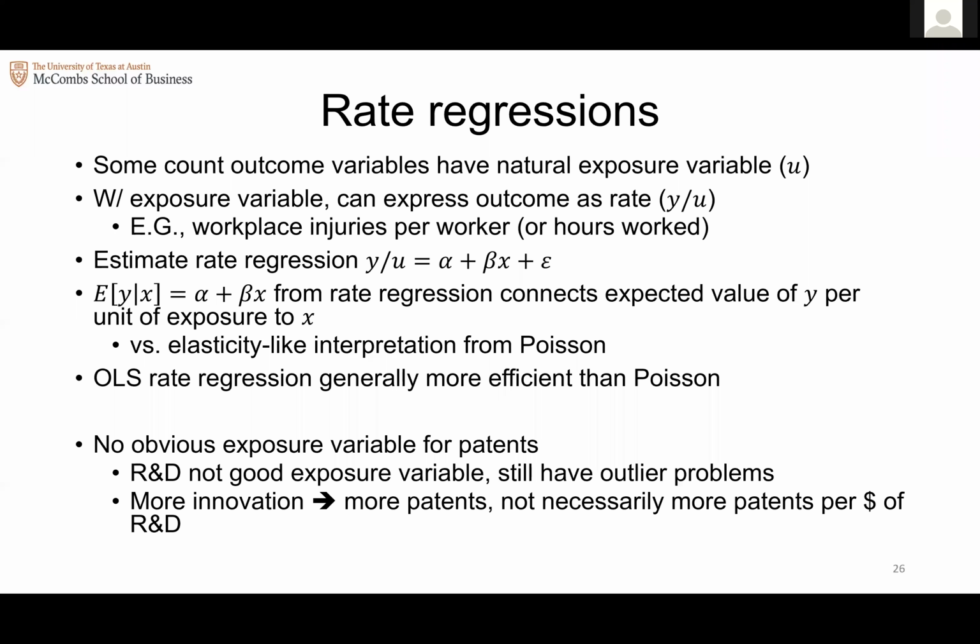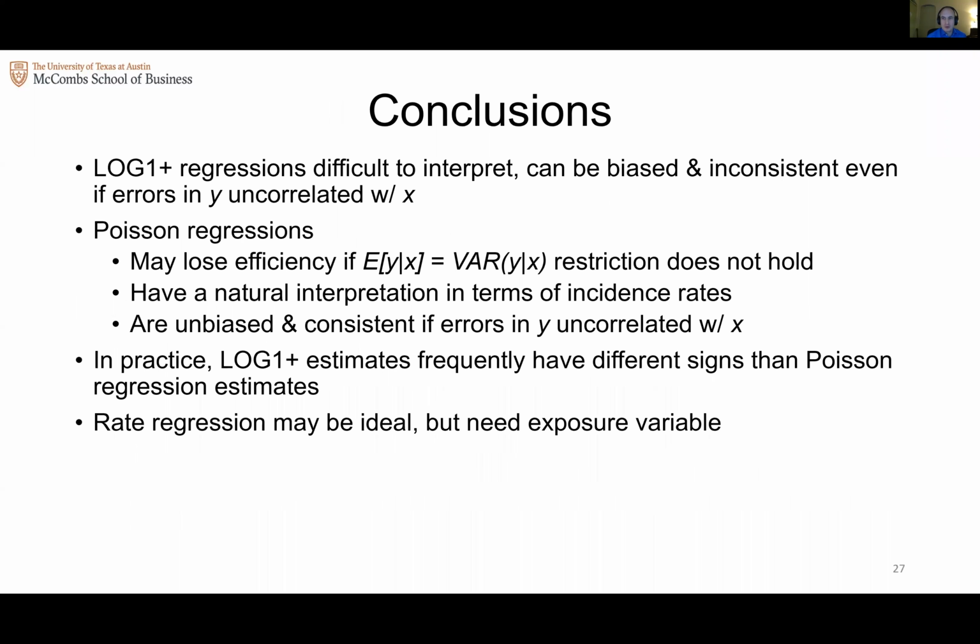All right, excellent. Okay, so I'll wrap up with my conclusions, and then we'll take questions at that point. So again, the bottom line is these log of 1+ regressions are difficult to interpret. That's one problem. I think the bigger problem is that they can be biased and inconsistent, even if the errors in the y variable, the count variable, are uncorrelated with x. And so Poisson regressions are really going to be our recommended solution here, right?